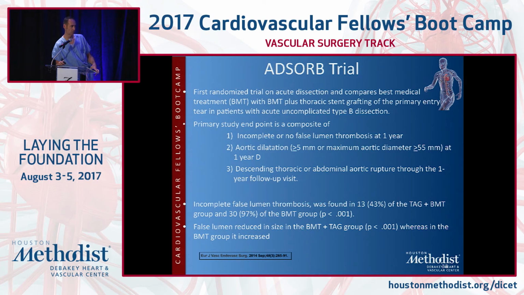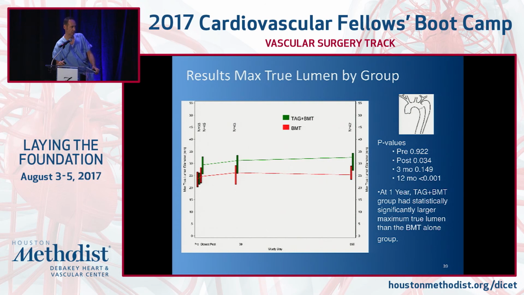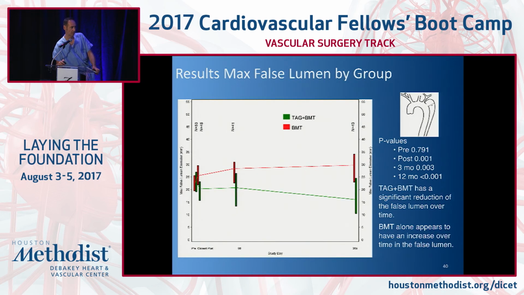It's a Gore-sponsored trial. The primary study endpoints were incomplete or no false lumen thrombosis at 1 year, aortic dilatation at 1 year, and then descending thoracic or abdominal aortic rupture through the 1-year follow-up. And what you can see is that essentially true lumen max size increases after stent grafting over best medical therapy. And then here, the false lumen size decreases significantly in the TAG group versus best medical therapy.